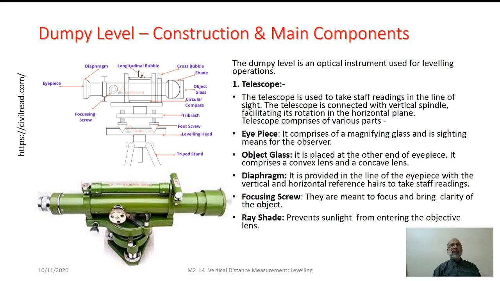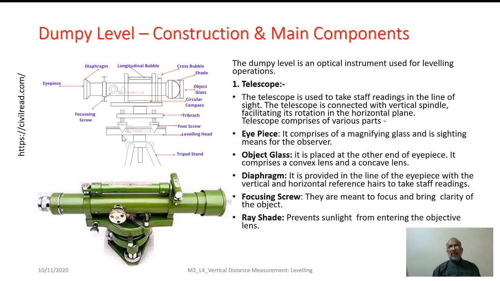For the category of levels, mostly the constructional aspects are similar. That's why let's speak about the construction of this particular dumpy level and the main components to understand the usage of the level. Let's see from the bottom.